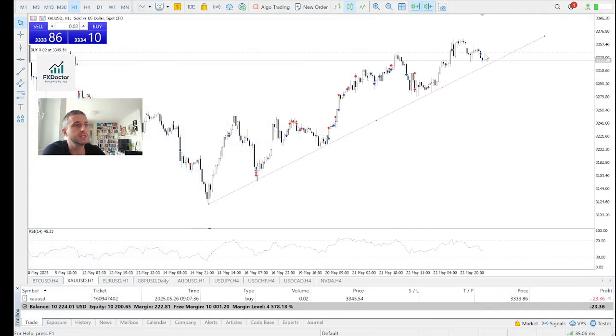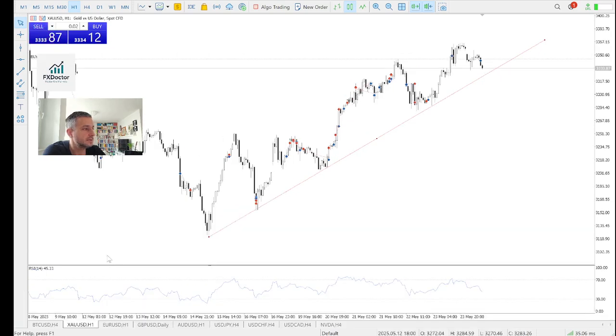Okay, as you can see, this is the gold hourly chart. This is an uptrend, and we have this trend line, and the price bounces from this trend line, as you can see here. 1, 2, 3, 4, 5, 6, 7.